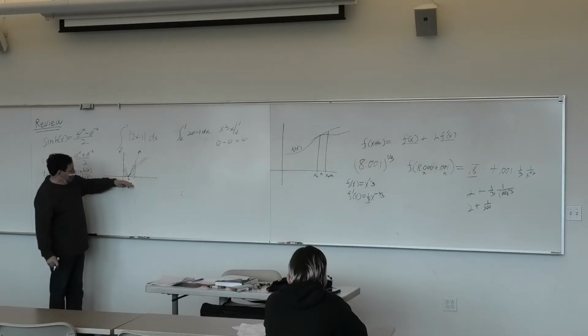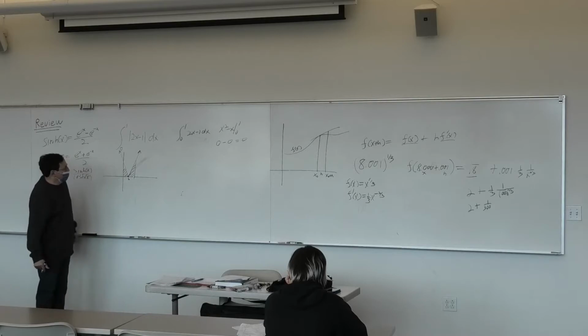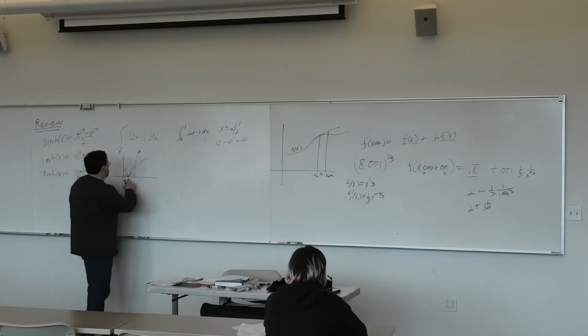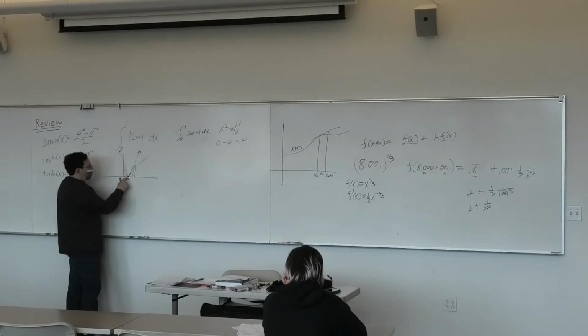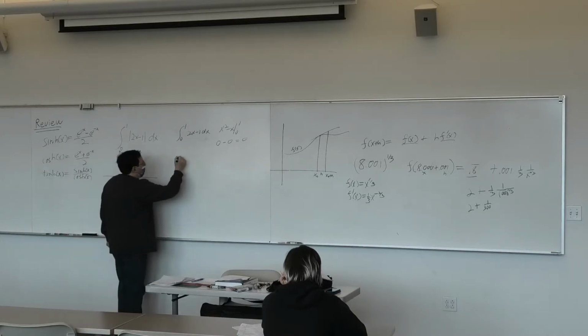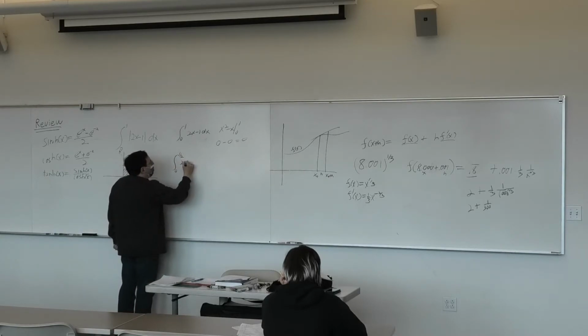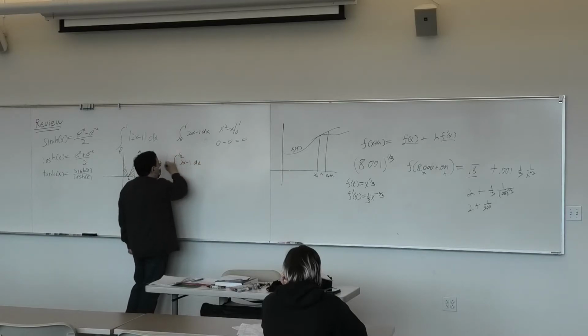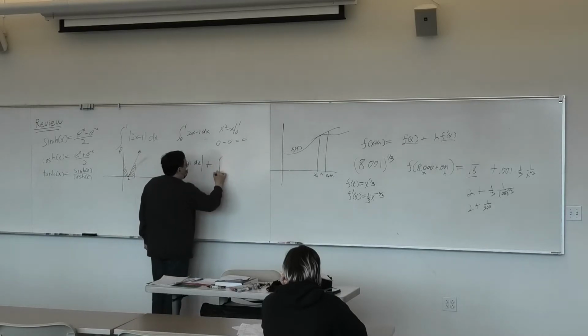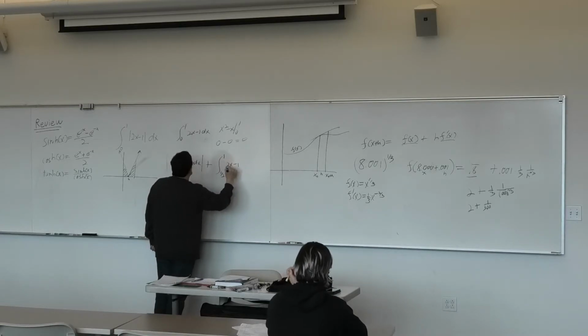You could attack this just directly using geometry. We just have some triangles and you can figure it out that way. But let's do it the way we would do it with calculus. Since we know the function switches at 1/2, we could make this the integral from 0 to 1/2 of 2x minus 1 dx plus the integral from 1/2 to 1 of x minus 1 dx.